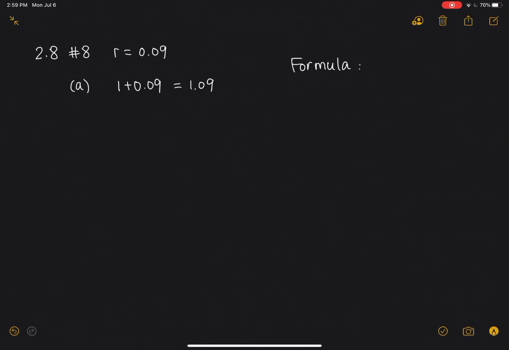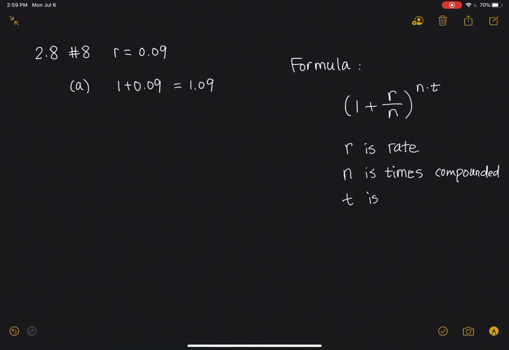Now, in general, the formula is (1 + r/n)^(nt). So what does that mean? r is the interest rate, n is the number of times it compounds, and t is the time or the number of years. So it's 1 year, 2 years, and so on.